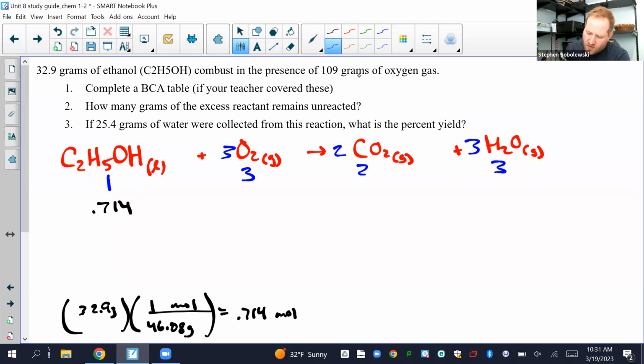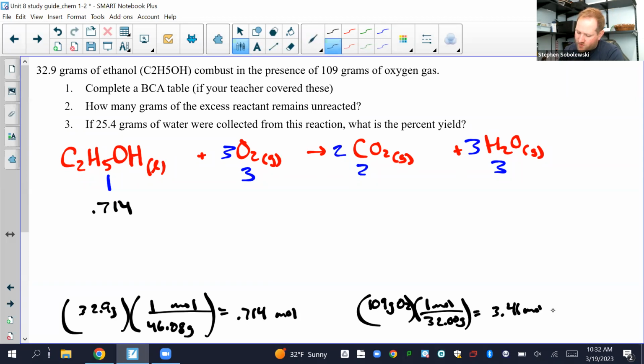0.714. Oxygen, I have 109 grams of O2 times 1 mole over 32.00 grams. Remember, I know oxygen says 16 on the periodic table, but this is O2, not O. And that gives me 3.41 moles of O2.